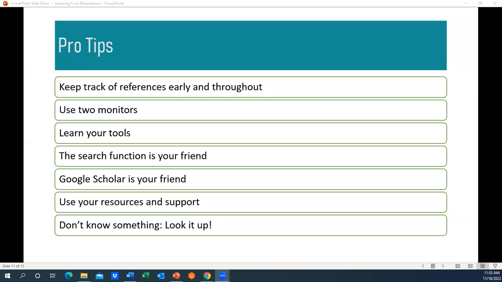Okay, use 2 monitors if you can. I know sometimes people can't for whatever reason, but using 2 monitors is really a game changer. You can have one document on one screen that you're working on, and another document on the other screen, be it a dissertation you're using as an example, or just an article that you're referring to. I know you can do split screens, but this gives you the actual viewing width of 2 monitors. It's very helpful.